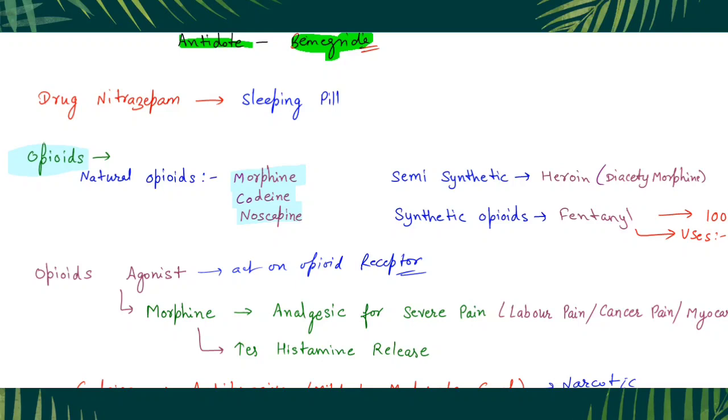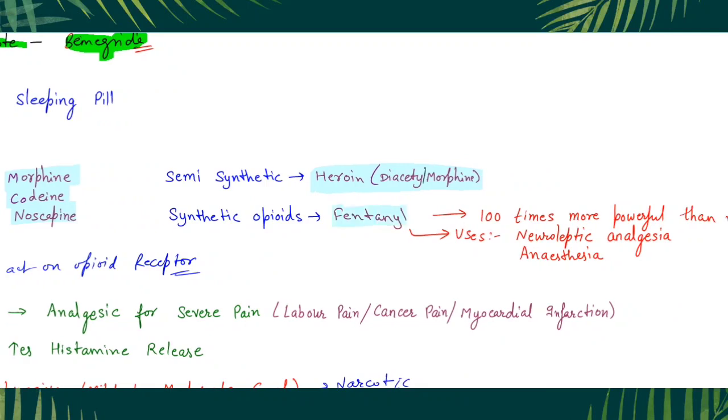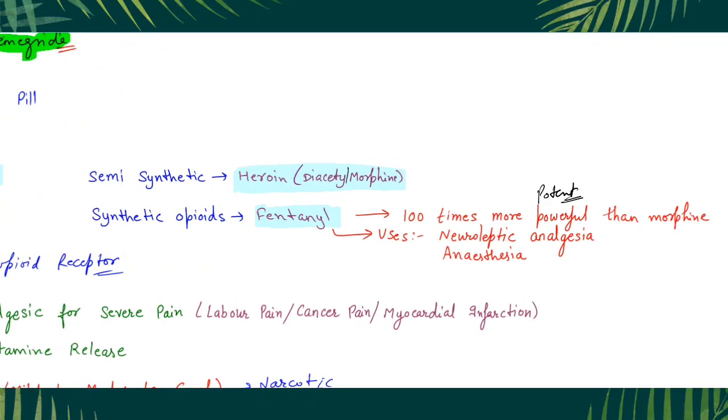Semi-synthetic, remember, heroin. What is another name of heroin? That is diacetylmorphine. It is semi-synthetic. Then another is a synthetic opioid, fentanyl. Why do we need to produce synthetic ones? Because fentanyl is 100 times more potent than morphine. And what is its usage? It is used in neuroleptic analgesia as well as in anesthesia.